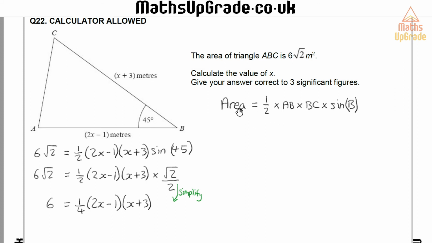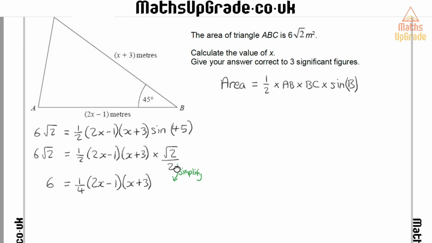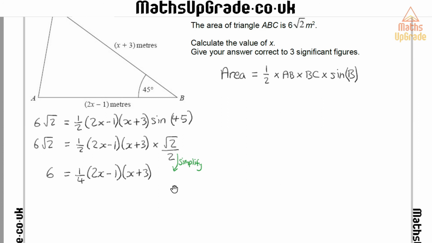I'm going to substitute in everything that I know. So the area is 6 root 2. AB is 2x minus 1. BC is x plus 3. And angle B is 45 degrees. If I then evaluate sin 45, I'll get root 2 over 2. And then I'm just going to simplify. And that would give me 6 equals a quarter, 2x minus 1, x plus 3.